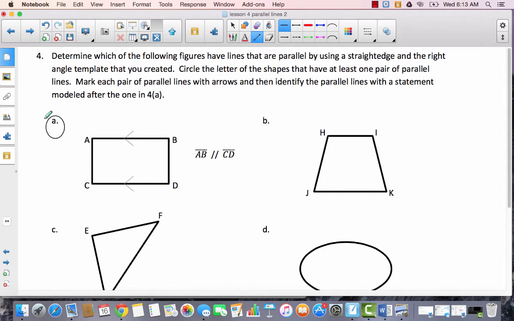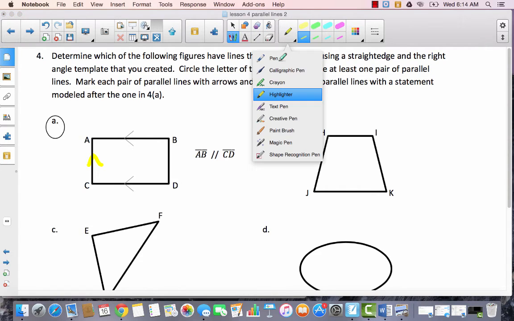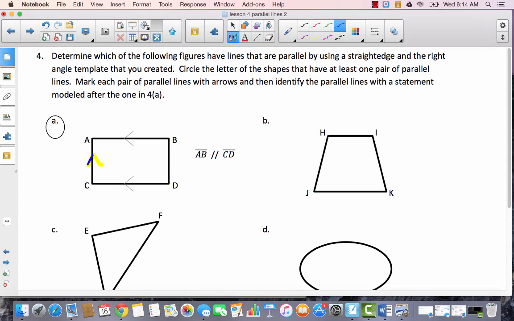They circled A because it does have parallel lines, and they put these arrows to show that this line segment is parallel to this line segment, and this is the statement that they wrote. But when I look at this, they didn't do all of them, because this line segment is parallel to this line segment.